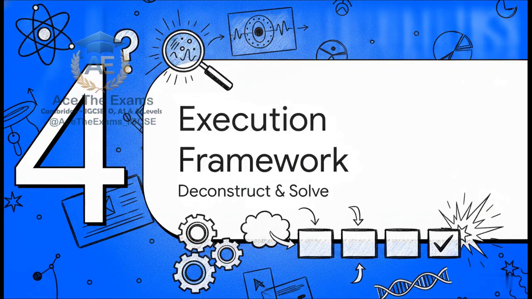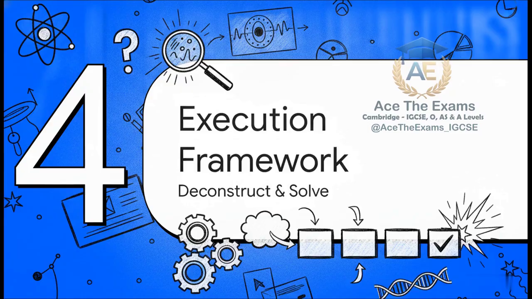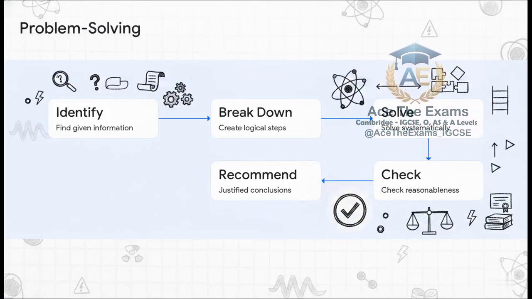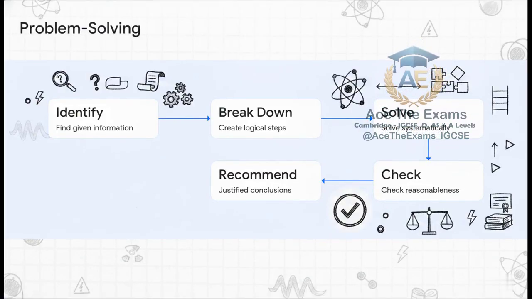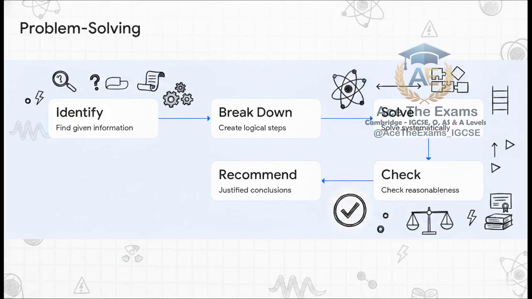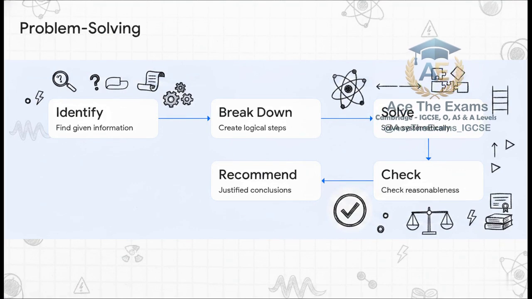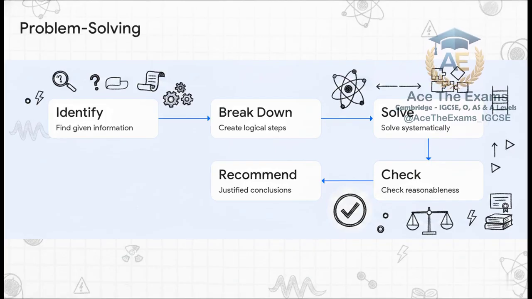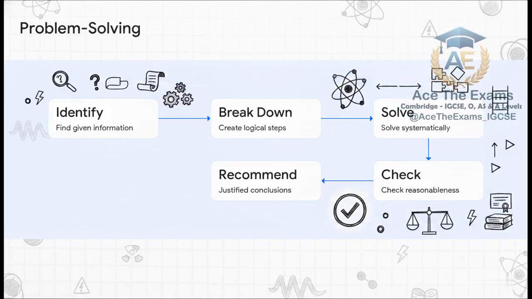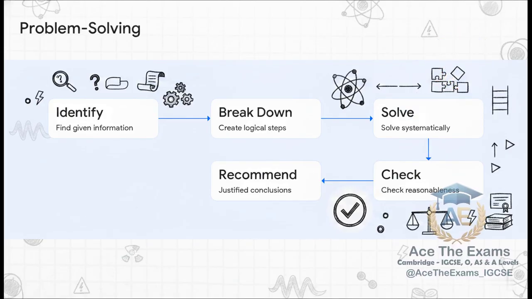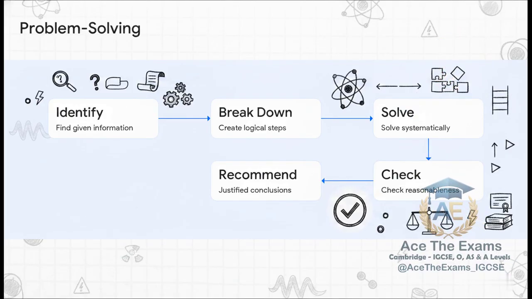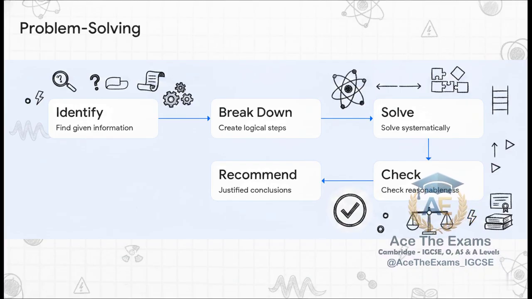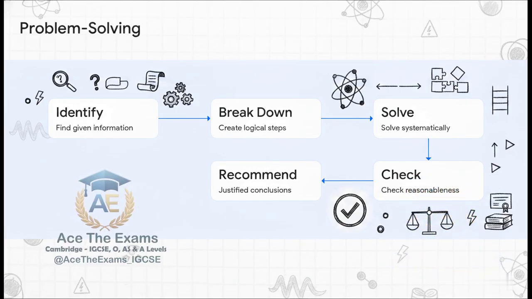Deconstruct, solve, and evaluate. The execution framework. This is exactly how you need to build your response on the actual page when you're staring down a complex nuclear physics prompt. Step 1. Identify the given information. Literally deconstruct the prompt. Step 2. Break the problem down into logical, manageable steps. Step 3. Solve it systematically using crystal clear notation. Step 4. Check for reasonableness. Ask yourself, does my calculated mass defect actually make physical sense in the real world? And step 5, make justified recommendations or conclusions based on actual evidence.